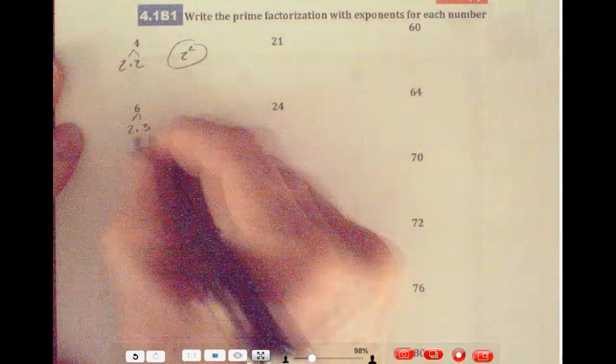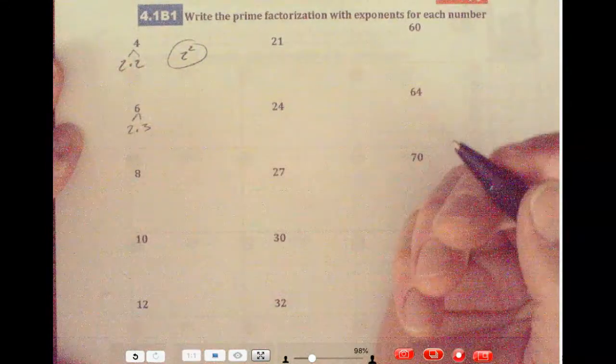So 6, I can break down into 2 times 3. 2 is prime, 3 is prime, and that's as simple as I can go. I can't get it past that. There's no exponents to combine. So this is 2 times 3.